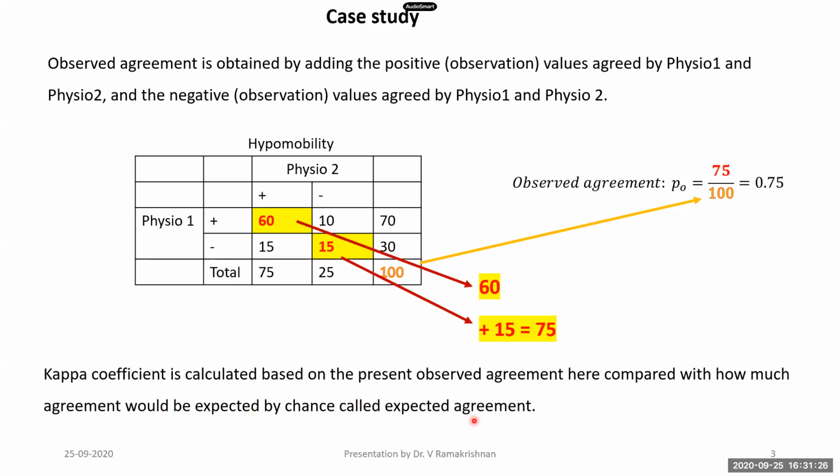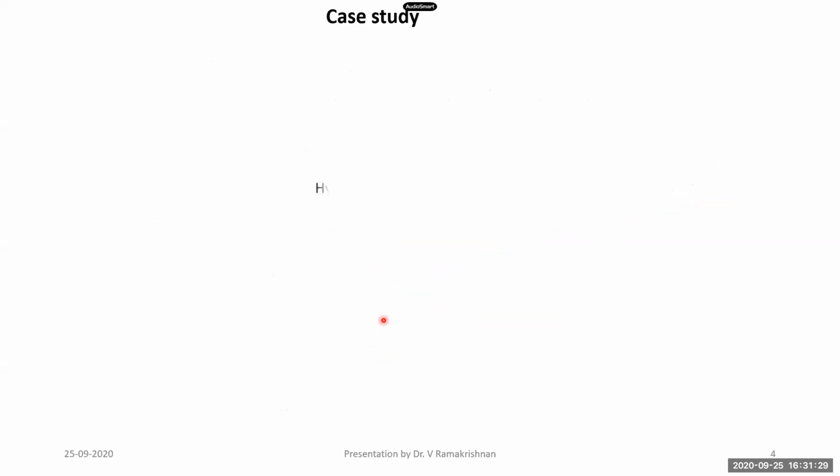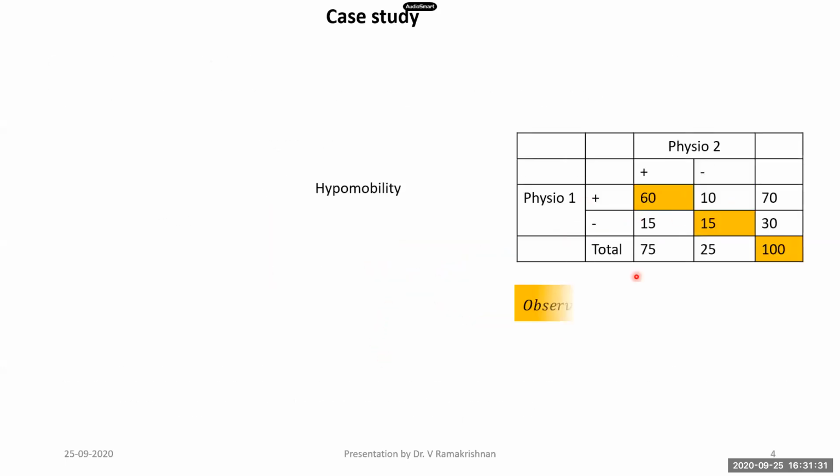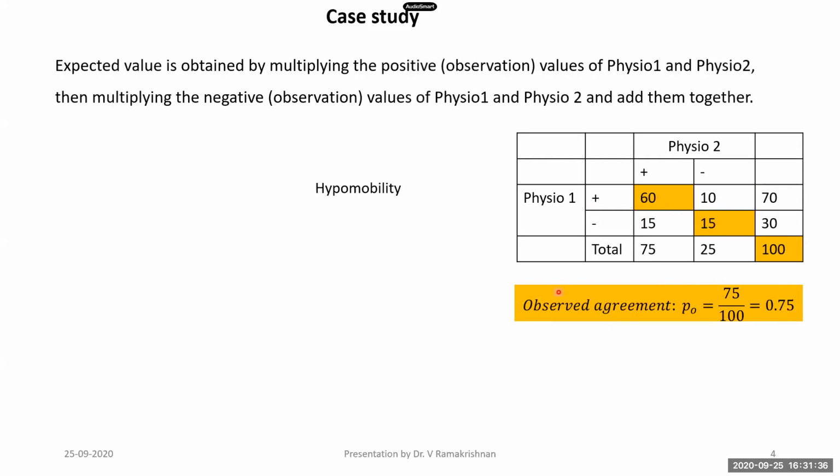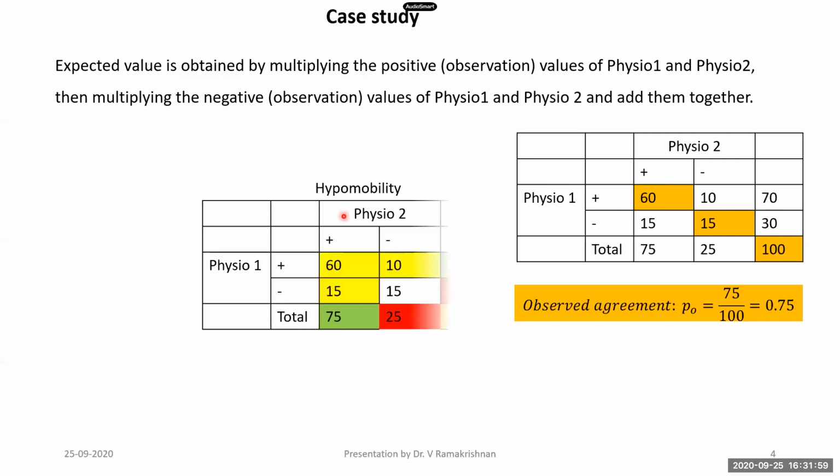We will see how to find out the expected agreement now. Now this observed agreement we have already seen, 60 plus 15, 75 by 100, 0.75. Expected value is obtained by multiplying the positive observation values of Physio 1 and Physio 2, that is 70 by 100 and 75 by 100. Then multiplying the negative values of Physio 1 and Physio 2, that is 30 by 100 and 25 by 100, and add them together. You will see how you are doing it.